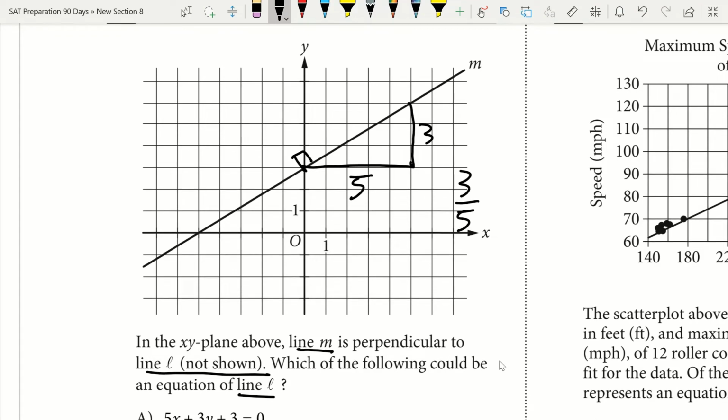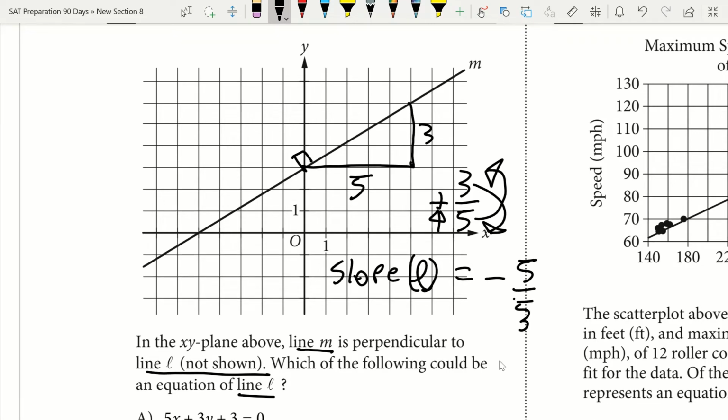So now I need to take the opposite reciprocal in order to find my slope of L. So the slope of L, right, we'll do slope L, is going to have to flip the sign. So we had positive for line M, so we're going to have negative. And then flip my denominator to my numerator and my numerator to my denominator. Okay, so then it's going to be minus 5/3. Okay, minus 5 over 3. So that's what my slope has to be.